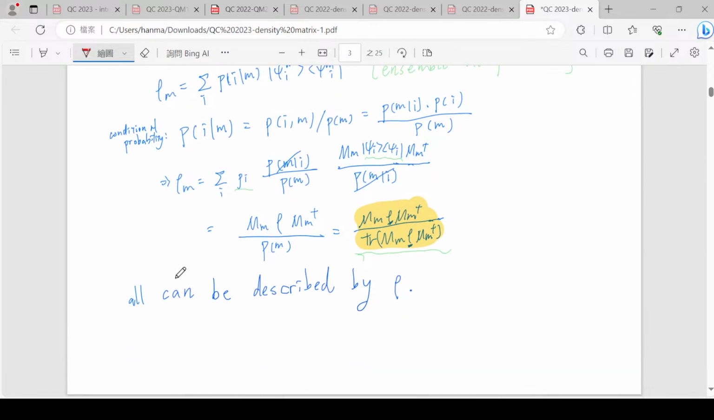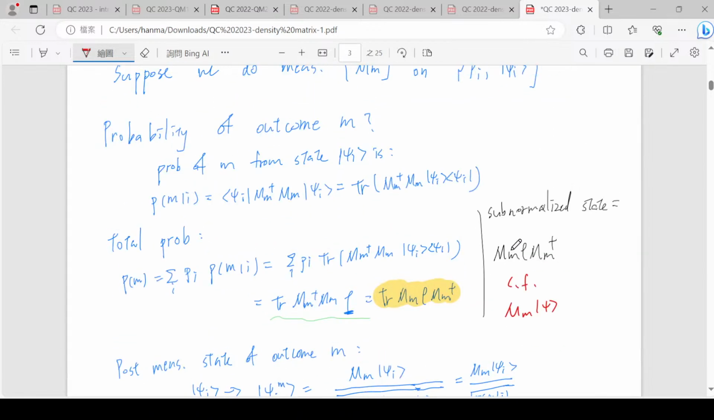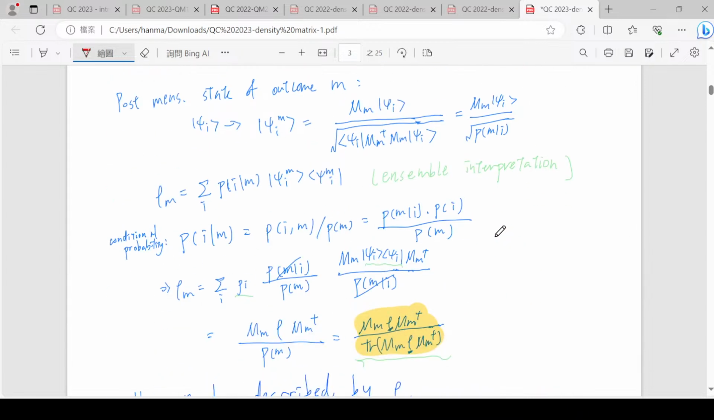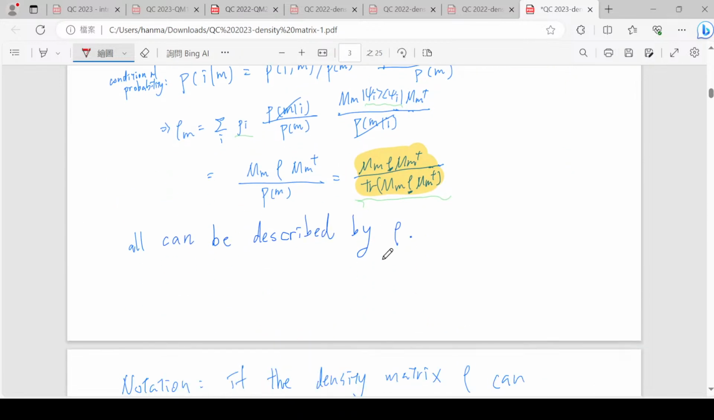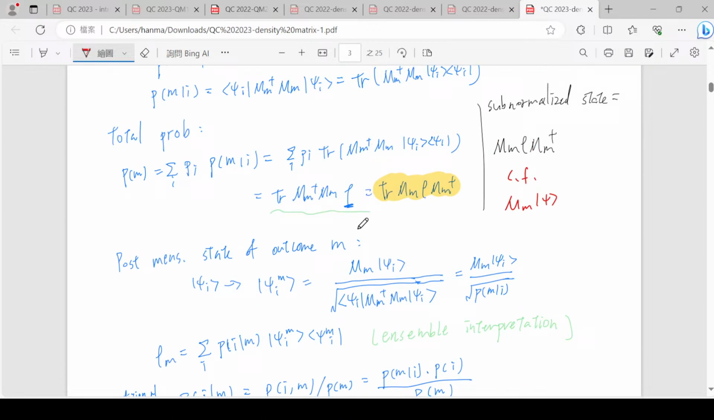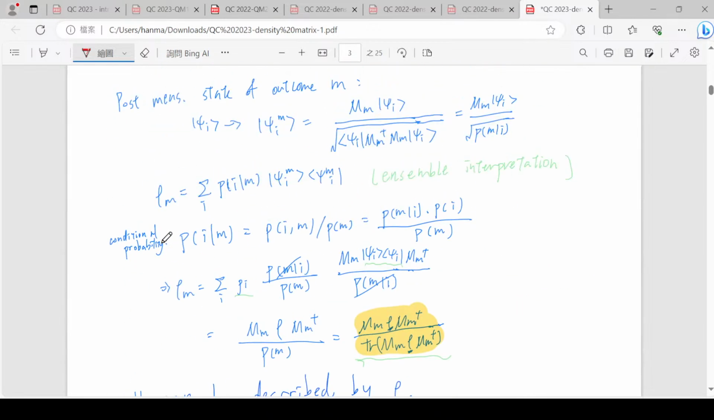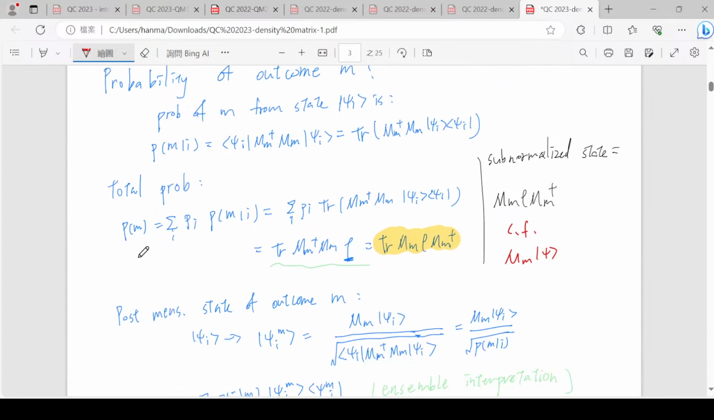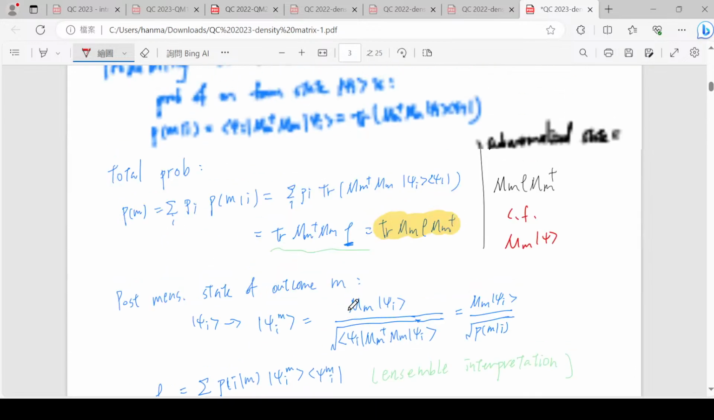The moral of the story here is that we proved that this measurement outcome can also be described by rho without going into the details of the ensemble. And let's see, do we have time? We may have a little. Okay, let's go really quickly.